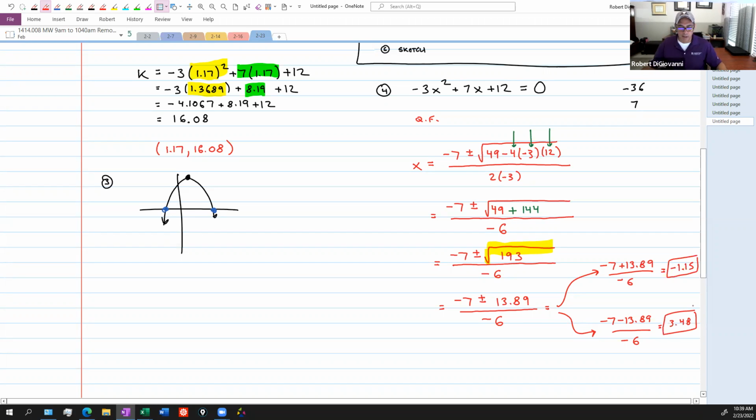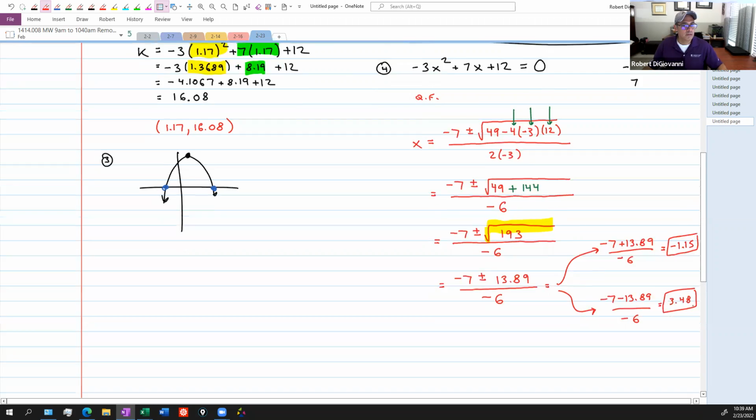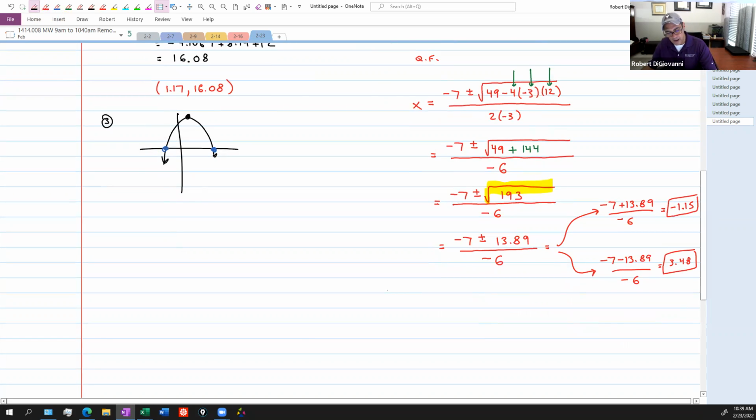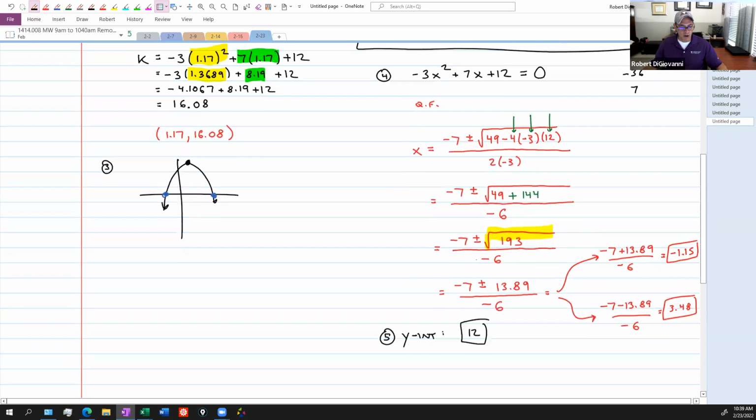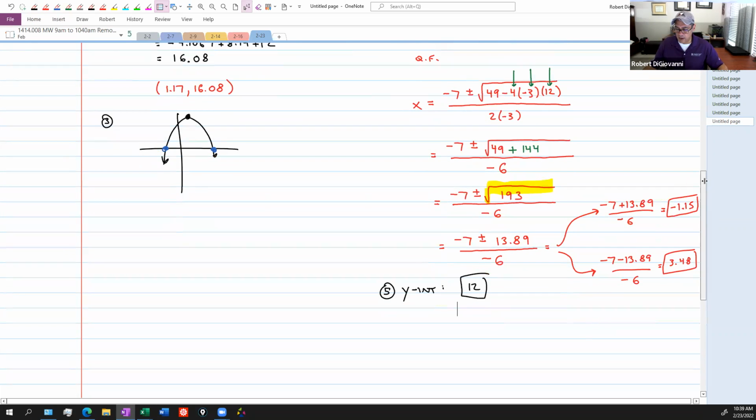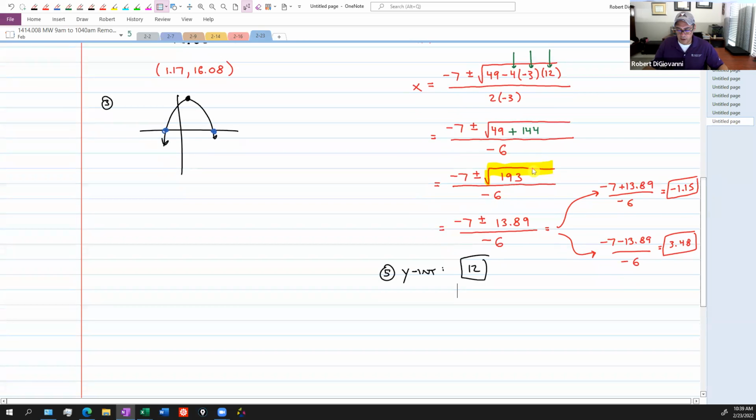1 minute, 1 minute. Can I keep moving? Step 5, y-intercept. That'll be C, right? Wasn't it 12? I'm just going to put 12 here because I want to get to the graph. I think right here I have everything I need on screen. I'll try and squeeze this in here.